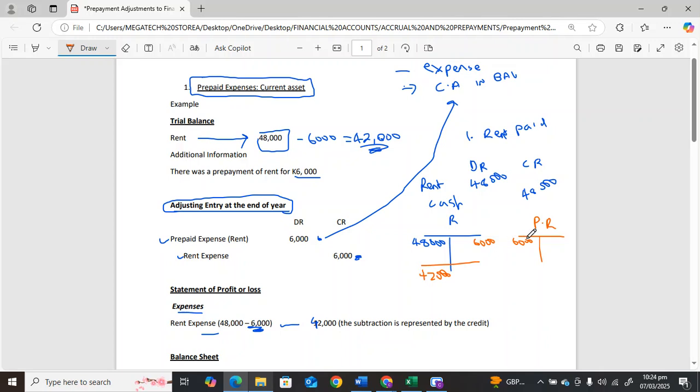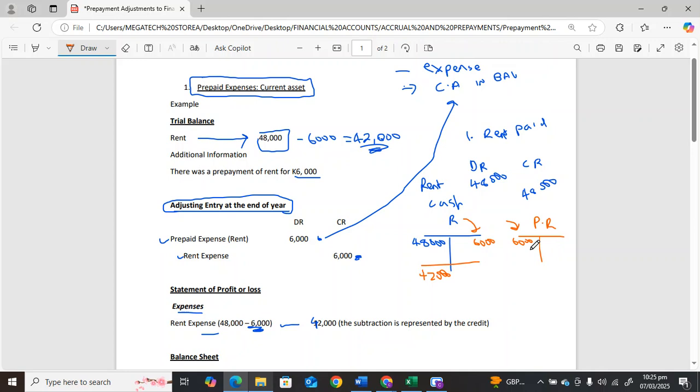Then this 6,000 is there. Since we found it's the prepayment, it's a current asset and it's the one that goes on the balance sheet. That's why for a prepayment, you subtract from the expense, as you can see here in the T account, when we credited here, we're subtracting. You subtract from the expense and you record it as a current asset in the balance sheet. As you can see, we opened the prepaid rent account here. This is the asset account, 6,000 here.